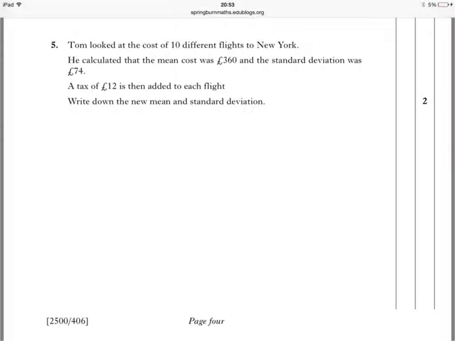Okay, section 32. Example 3, Tom looked at the cost of 10 different flights to New York. He calculated that the mean cost was £360 and the standard deviation was £74. A tax of £12 is then added to each flight. Write down the new mean and standard deviation. Well, it's only 2 marks, there's not a lot of work required with this one.